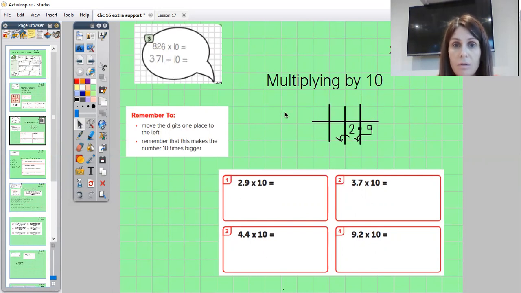I know lots of you are always really tempted to do it as 826 multiplied by 10 and doing a line underneath and then trying to multiply. That's not how we do it. We want to do it with our place value grid. So again, some more for you to have a little practice with there.